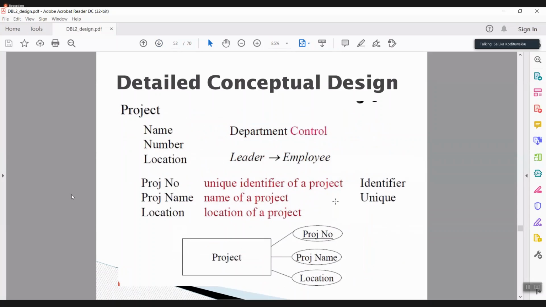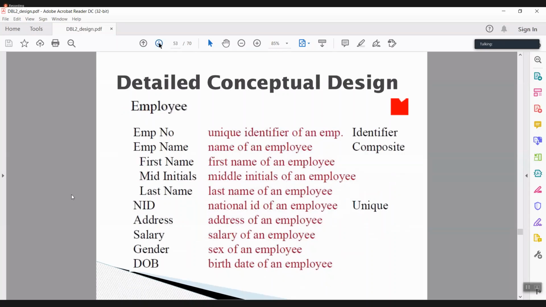This is another one for a project. And this is another employee, and it says everything, right? This employee name is the composite one, and its parts are also described. And here you can see that even address seems to be multi-value, sorry, composite. It is not designed as a composite one. It is designed as a simple attribute.